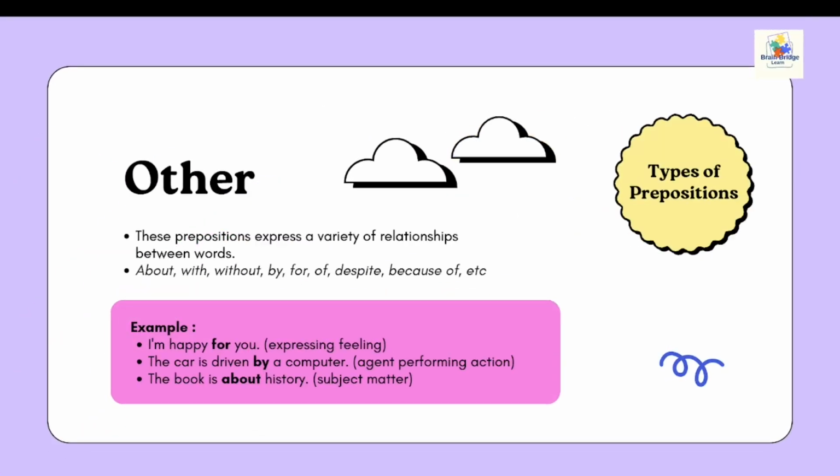Other. These prepositions express a variety of relationships between words: about, with, without, by, for, of, despite, because of, etc. I am happy for you. Expressing feeling. The car is driven by a computer. Agent performing action. The book is about history. Subject matter.